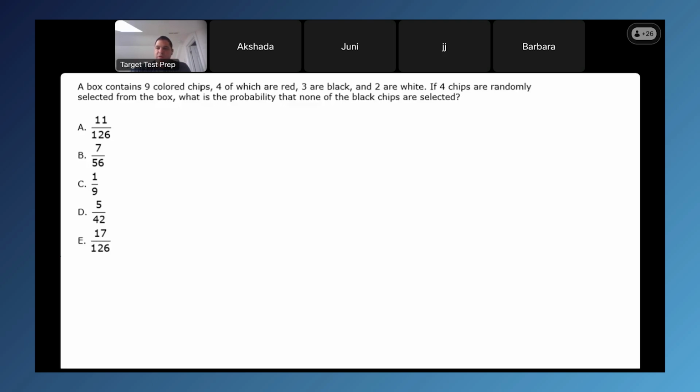All right, so I think we got a bunch of correct answers here. So this is just a variation, right? We have 9 chips total, and we're selecting 4. So we know right away it's 9 choose 4 in the denominator. Now, what's the probability that none of the black chips are selected? There's 3 black chips out of 9 total chips, so we take them out of the running. So there's now 6 chips we can choose from, and we're getting 4. So it's 6 choose 4 over 9 choose 4.